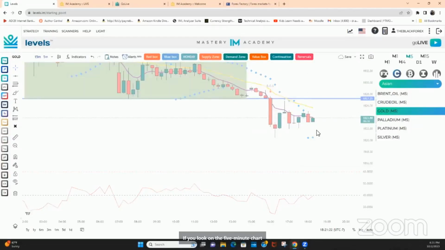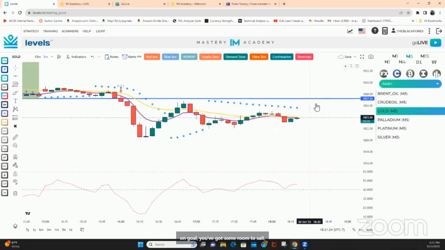If you look on the 5-minute chart on gold, you've got some room to sell, but you really do not get in these trades. Get in a red candle for the sale. Let me write that in the chat. And get in a green candle for the buy. Red candle for the sale and green candle for the buy. So if I'm going to get in this right now for a sale, what am I waiting for?